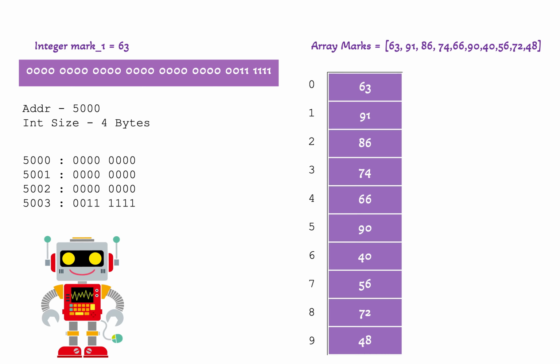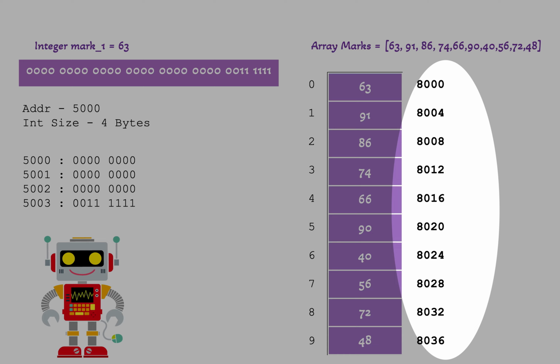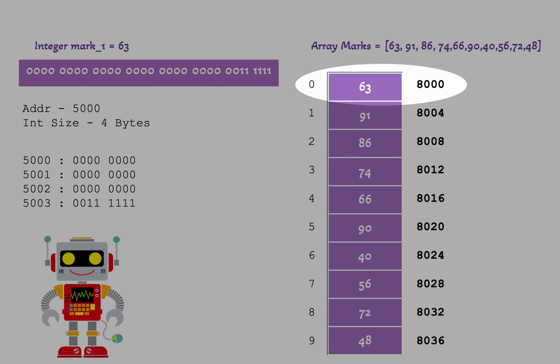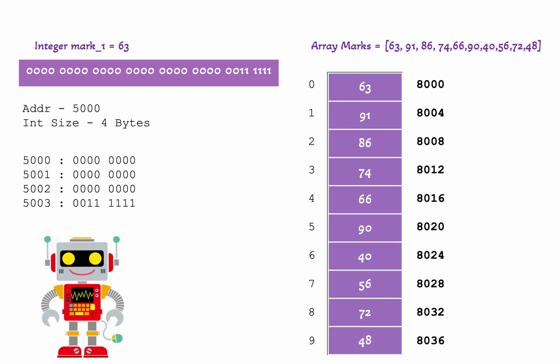These are the indexes. In computer programming, indexing starts from 0. So our 0th element is 63. The first index is 91. And the last item, which is at the 9th index, is 48. These are memory addresses. The first number is stored at address 8000, the second at 8004 and so on. Since each integer takes up 4 bytes, you can see that these 10 numbers are stored contiguously.